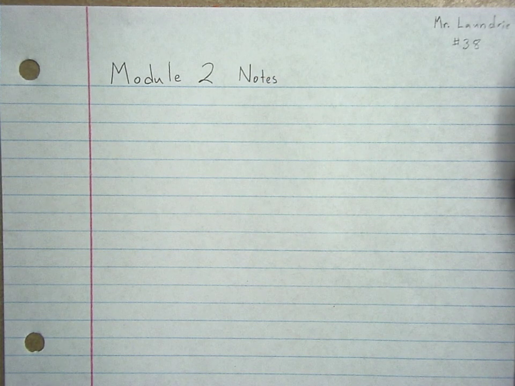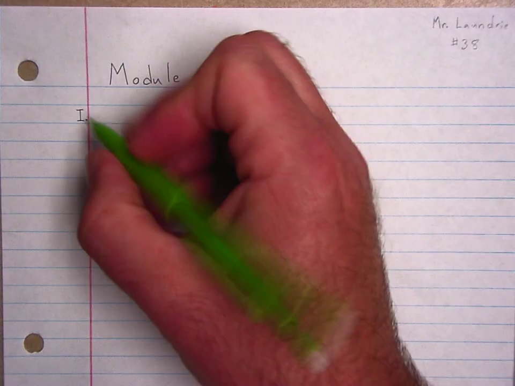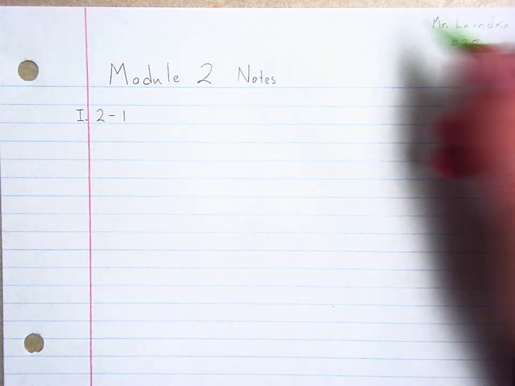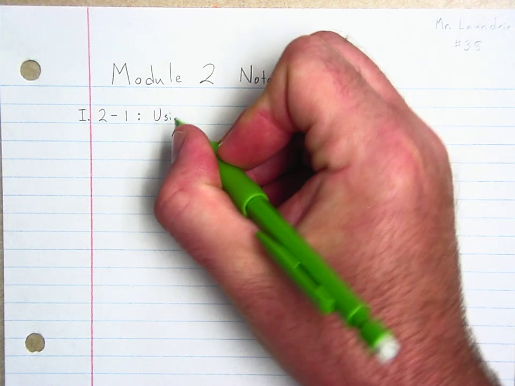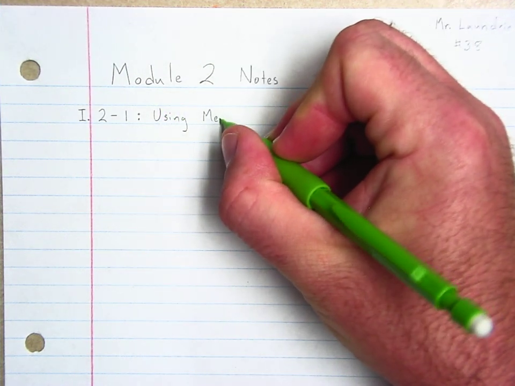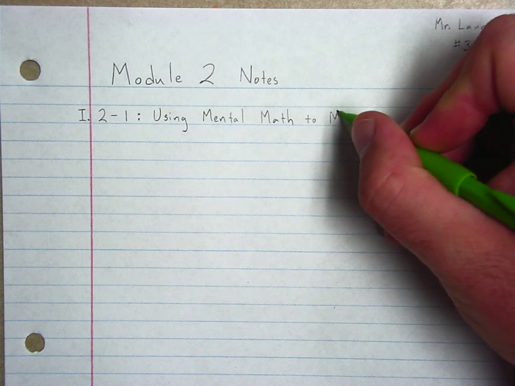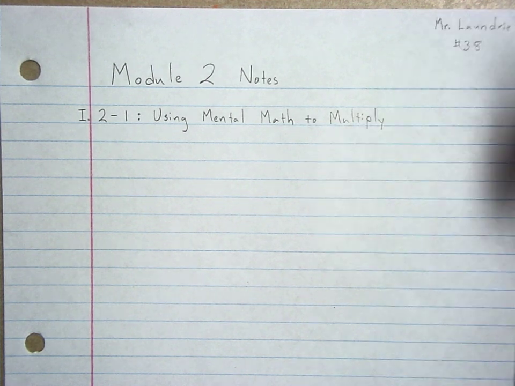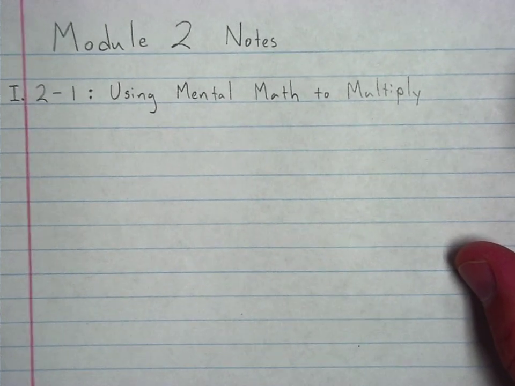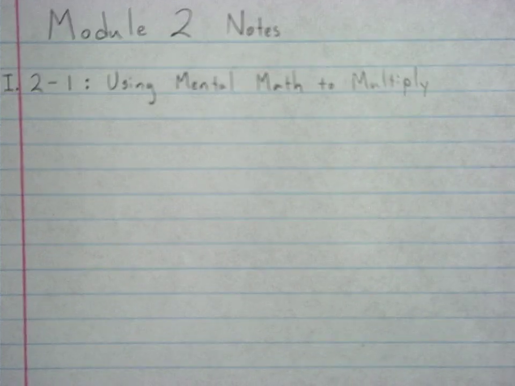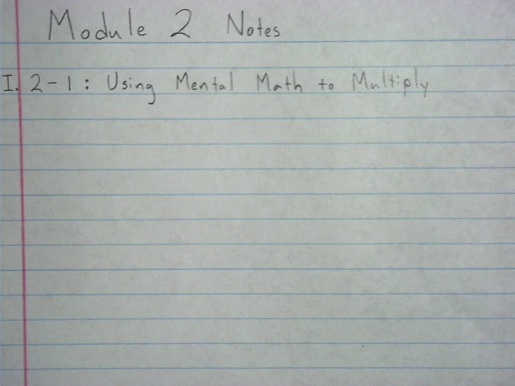All right, Module 2, we're back to Lesson 1. So back to Roman numeral 1. It's just 2-1 this time. So Module 2, Lesson 1. Today we're going to talk about using mental math to multiply. Now there's really no vocabulary on this one that we need, so I'm not going to start with any vocabulary, but I am going to start with a big idea and show you a few examples of how we put it into practice.